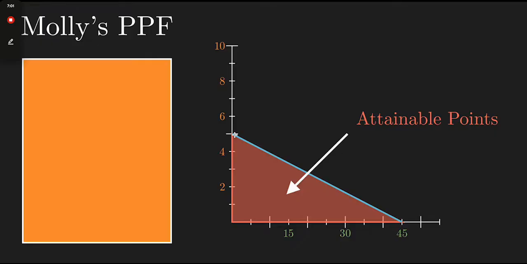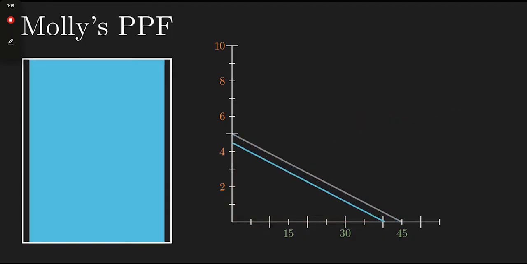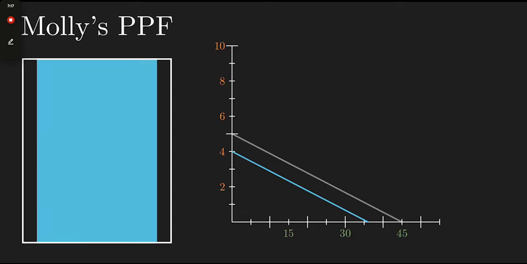We call every point that's on or below the PPF her attainable points. These are the points that she can produce given her labor and technology. But there are other points as well, and these points represent how much she can produce at a given level of technology and labor.